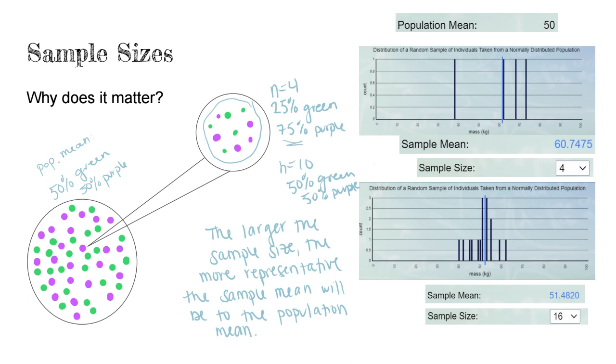You can see this demonstrated in these graphs to the right. This is a sample size of 4 on the top graph. Our population mean is 50. Our sample mean with a sample size of 4 comes out to around 60. Down here with a sample size of 16, you can see that our sample mean now is 51, and that is way closer to the population mean of 50. It is a better representation. You can also see that when the sample size increases, you start seeing a better representation of that normal distribution as compared to the small sample size as well.